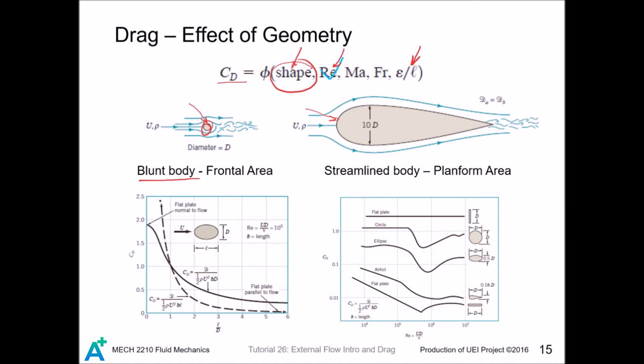To calculate their drags, we usually use the frontal area. For streamlined bodies like horizontal plates and airfoils, we usually use the plan form area, and the drag for the streamlined body is much lower. In car and airplane designing, we usually like streamlined bodies over blunt bodies. It is because we want to reduce the fuel consumption. If the drag is large, then we have to use much more fuel to overcome the resistance force.